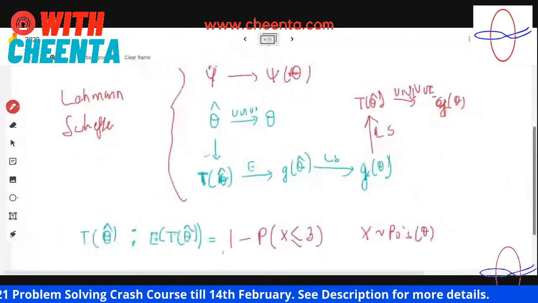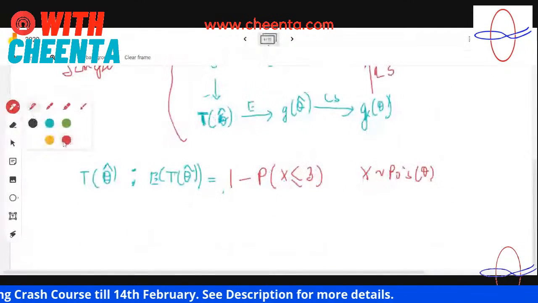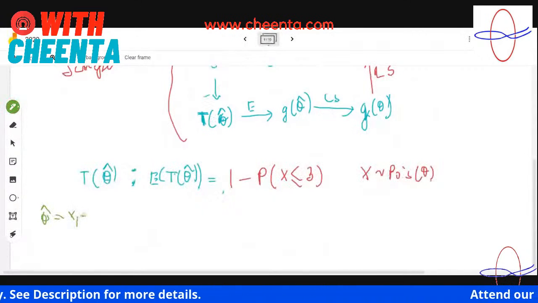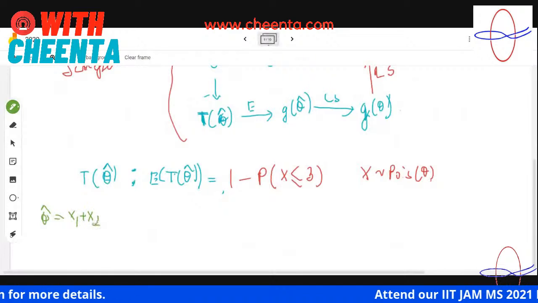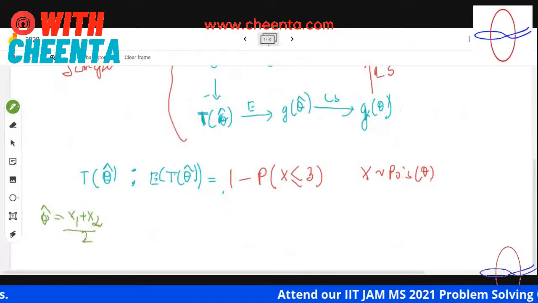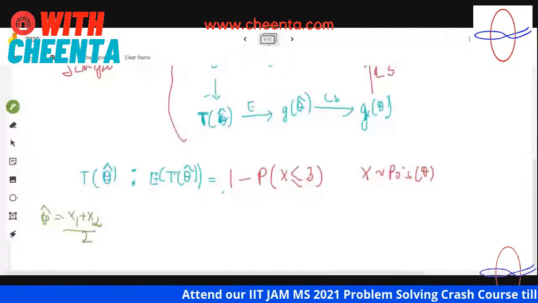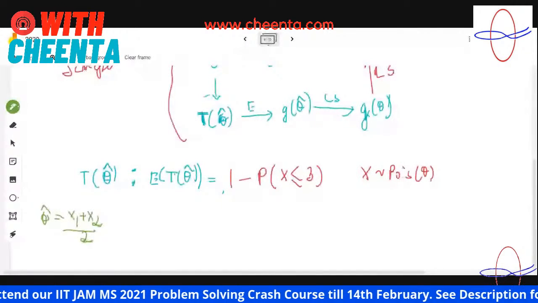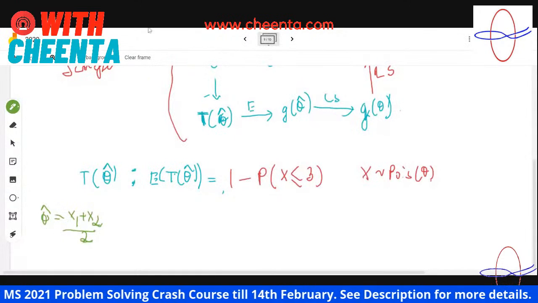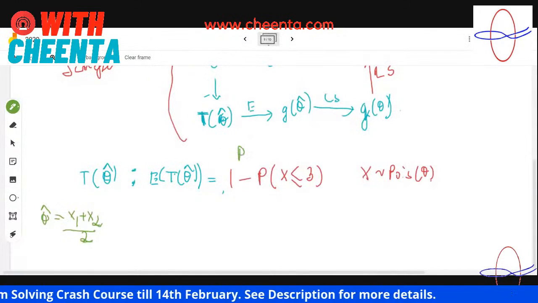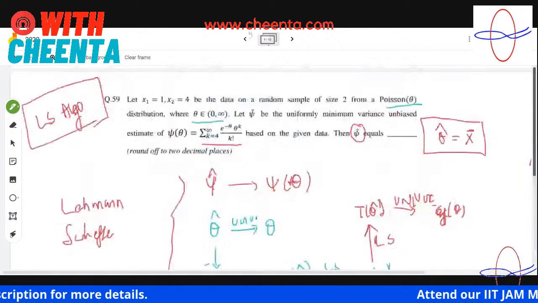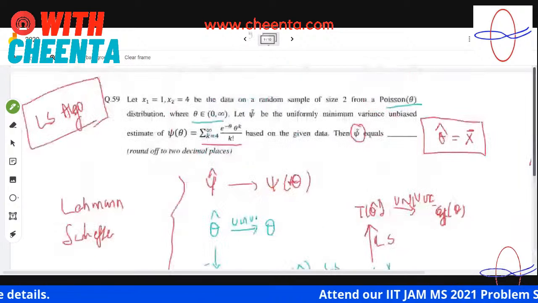And what is theta hat over here? Theta hat is x1 plus x2 by 2, right? It's also kind of probability x greater than 3. So what can we do over here? What can we do over here? So x1 given x1 plus x2 is Poisson. Are you sure?